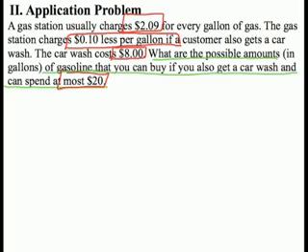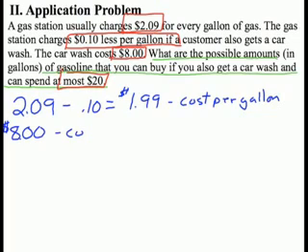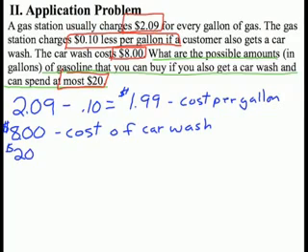So let's start off by looking at how much the gas costs us. Normally it's $2.09 a gallon, but if you get a car wash, it's 10 cents per gallon less. That means we're going to take the $2.09 and subtract the 10 cents from that. So that will give us a cost of $1.99. So that's how much each gallon of gasoline is going to cost us. The car wash costs us $8. And you have $20 that you can spend.